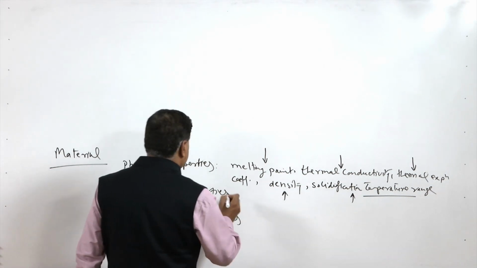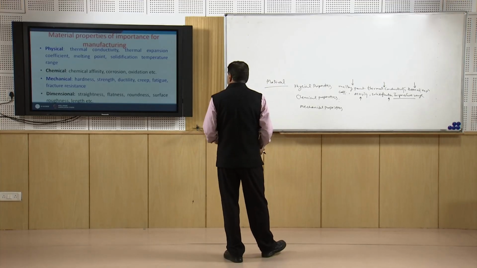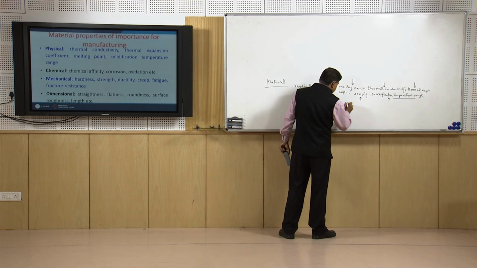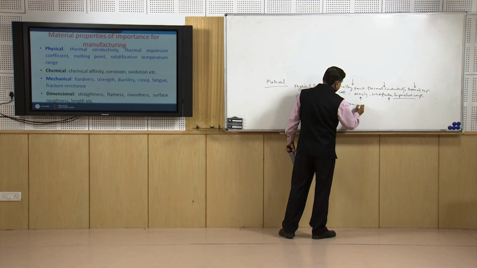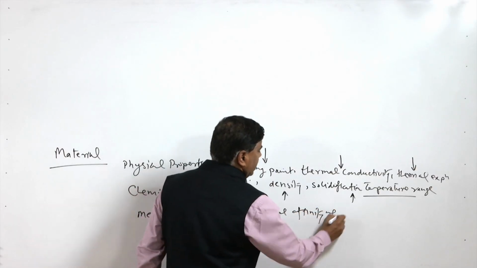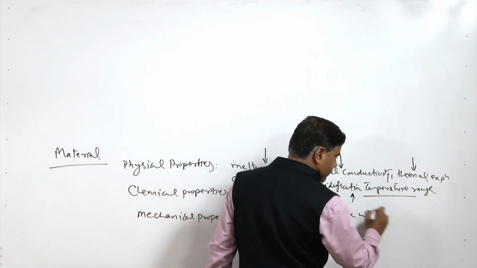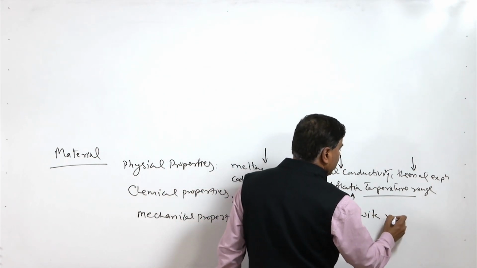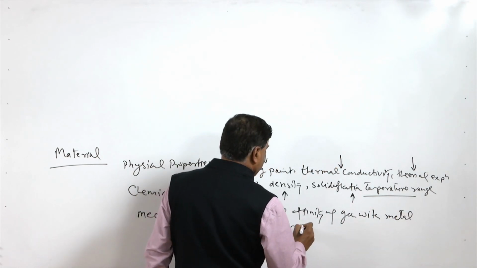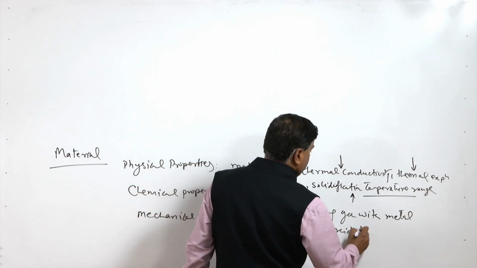Chemical properties of the material include chemical affinity of the gases with the metal which is being processed, and corrosion tendency or oxidation tendency.